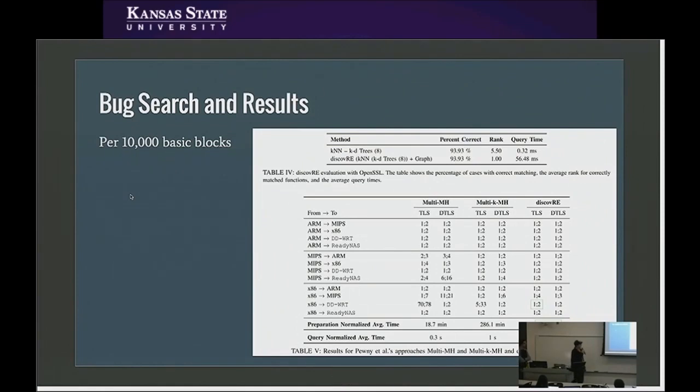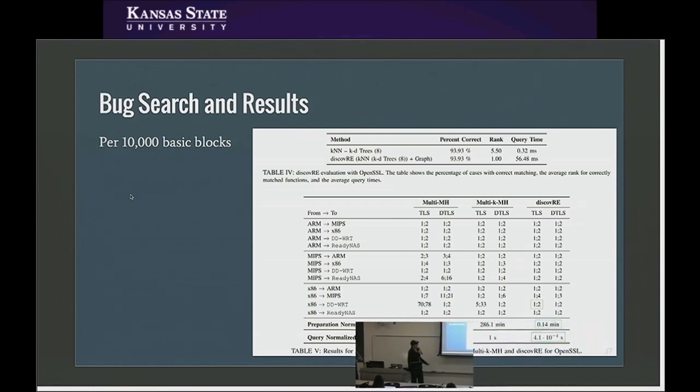And you can see the times. The big difference here is the rank. discovRE ranked it as the #1 suspect for being a vulnerability, whereas the KNN, KD trees by themselves got it ranked as 5.5. The query time for that was a little bit faster, but giving up the little bit of speed to get the actual #1 suspect was pretty good.